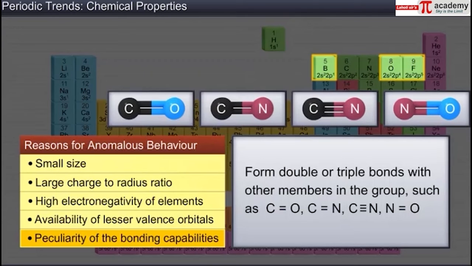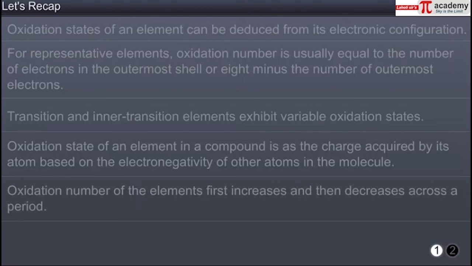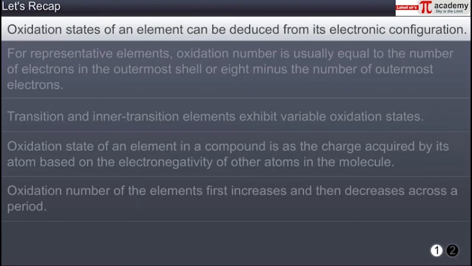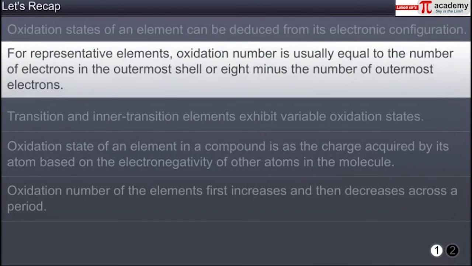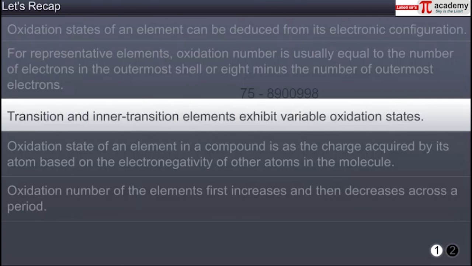Oxidation state of an element in a compound is the charge acquired by its atom based on the electronegativity of other atoms in the molecule. Oxidation number of the elements first increases and then decreases across a period. The oxidation number in a group remains constant and depends on its generic electronic configuration. The number of oxidation states depicted by the elements varies with groups.